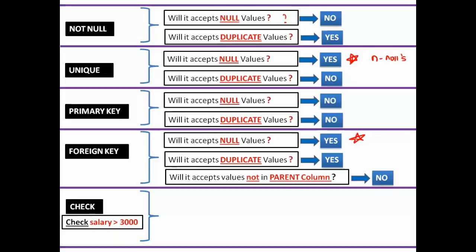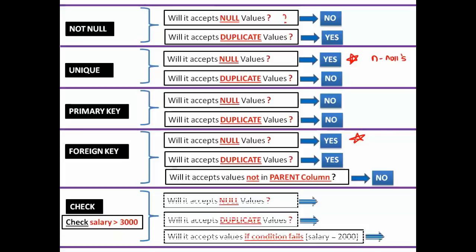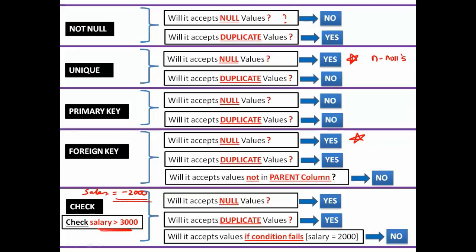Foreign key column means the column referring to another column. And finally, the check. As for salary, it must be only positive. We should not give salary as minus 2000. In such cases, we'll enforce a check constraint. It accepts null values, it accepts duplicates, and it won't accept if the condition fails. Fine guys, that is the complete understanding of all 5 constraints with respect to null values and duplicate values.